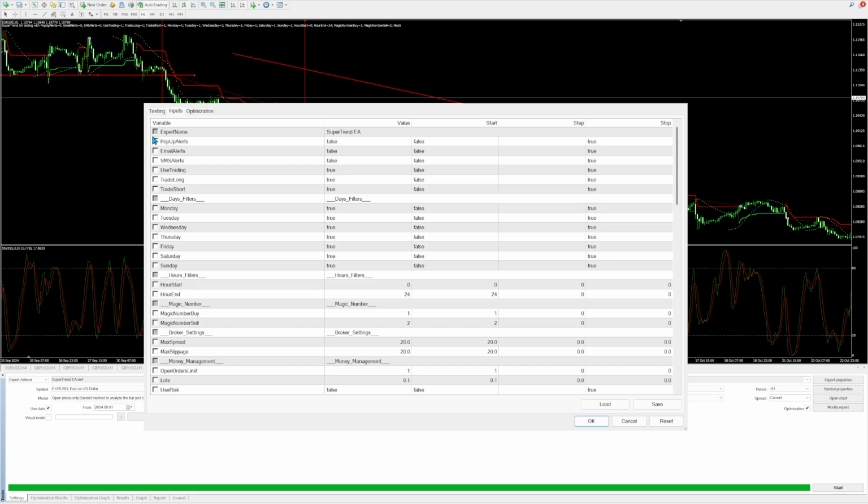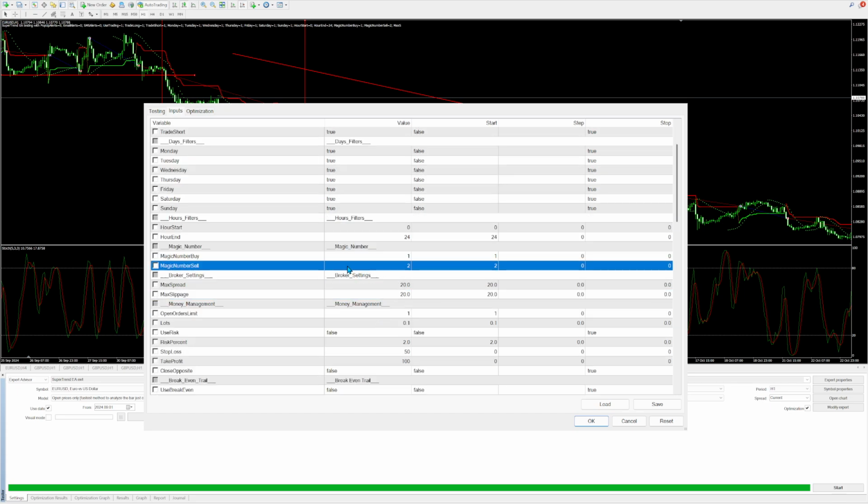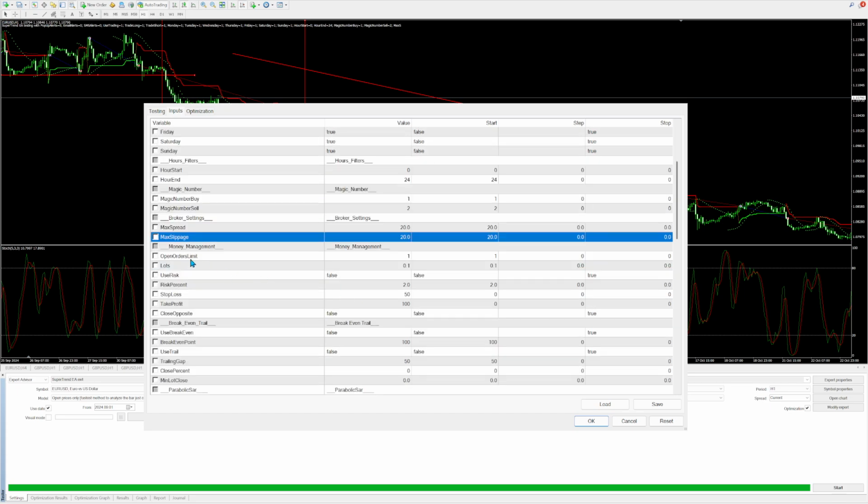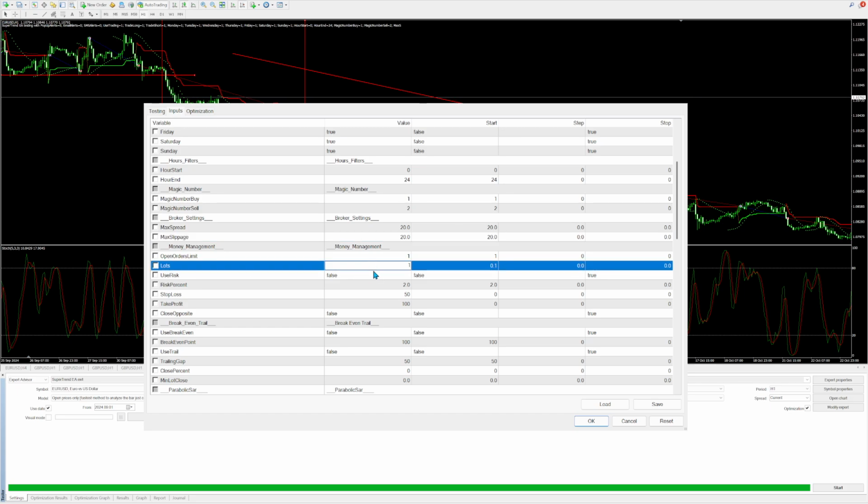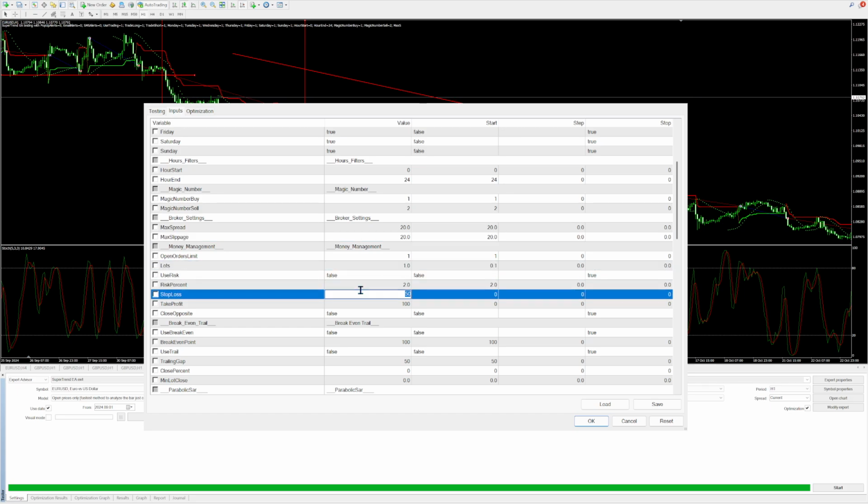So we're going to select all of the settings now that we wish to optimize. Okay. So we want use trading set to true, obviously, because we're running a back test and we want the EA to place trades. We'll trade long, we'll trade short, we'll trade all the days, all the hours. Don't need to mess around with the magic number, the max and spread or slippage. We'll trade, let's say, one standard lot. Stop loss.